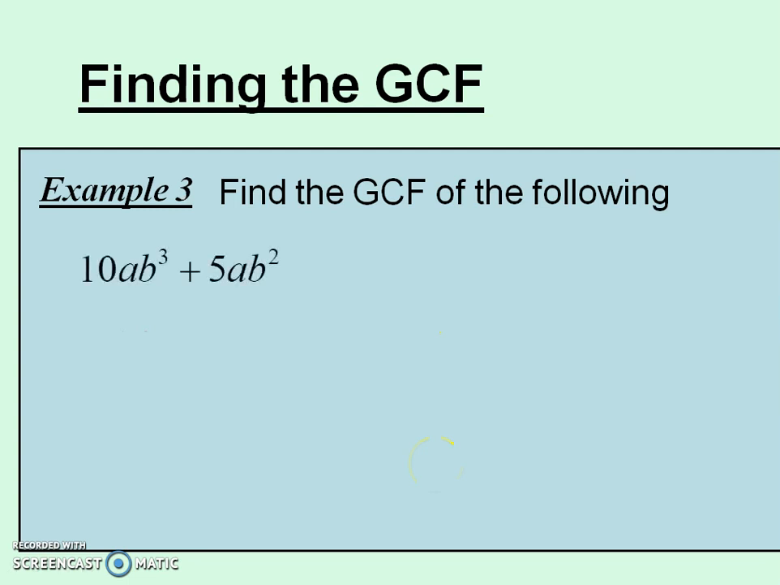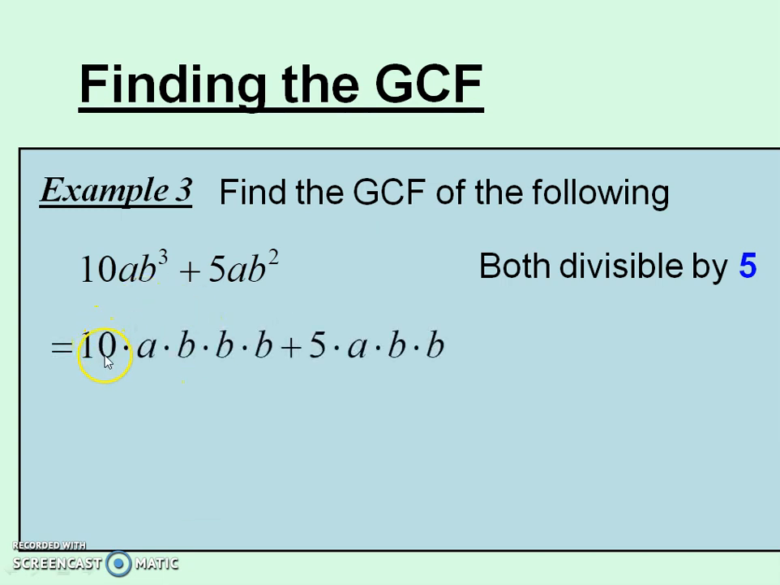Another way of looking at that is by repeated multiplication. So, for instance, these two terms are both divisible by 5. 10 is divisible by 5. Obviously, 5 is divisible by 5. That's the GCF of the coefficients. As for the variables, though, sometimes it's easier to look at it as a repeated multiplication. You don't have to do this, but 10ab cubed plus 5ab squared could be seen this way. This is 10 times a times b times b times b. That's b cubed. And 5ab squared is 5 times a times b times b.